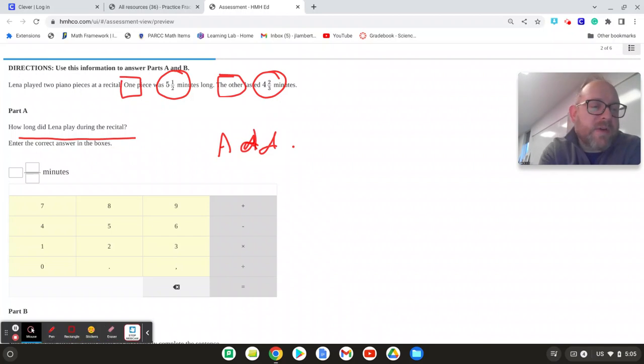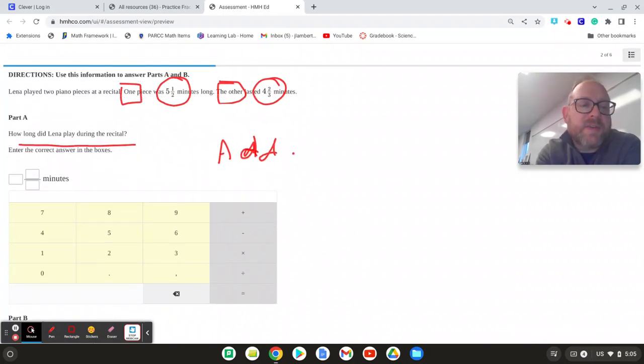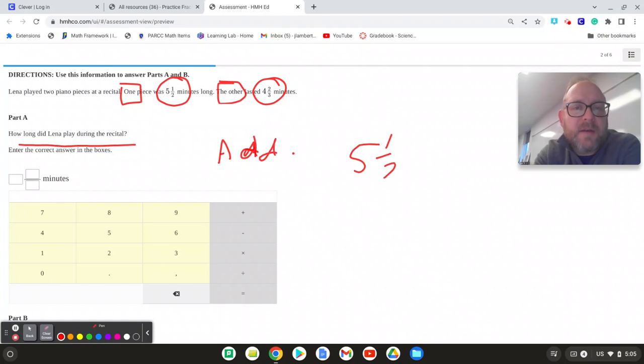So for part B, I'm going to go ahead and do that first. For part B, I know I want to use addition to solve this problem. All right, so let's figure it out. I've got 5 1/2 minutes plus 4 2/3 minutes. And if you don't remember, we can keep the whole numbers the same here.